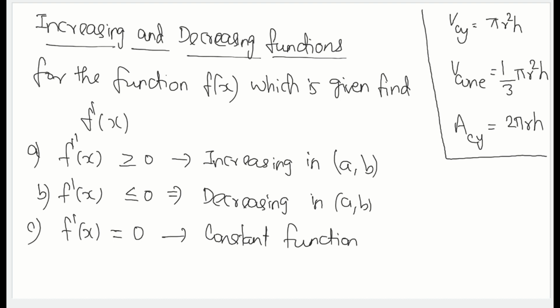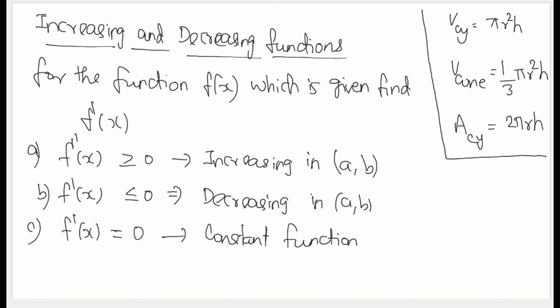So you have to differentiate a function and find f dash of x. After that, if f dash of x is greater than or equal to 0 in that given interval, then you can call it an increasing function. Or if f dash of x is less than or equal to 0, you can call it a decreasing function in that given interval. Suppose f dash of x equals 0, then that means it is a constant function.